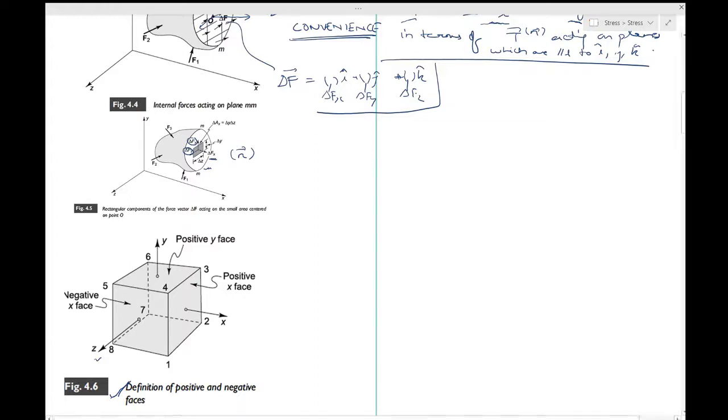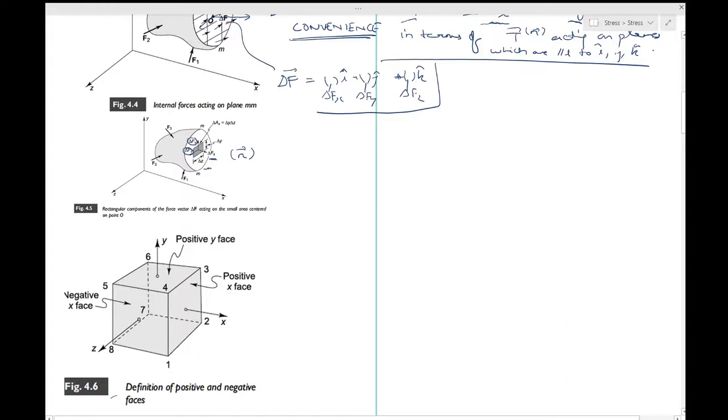So by this definition, this particular face is a positive face because the outward normal of it is directed in the direction of the positive coordinate axis, which is x. This face, okay, this face is negative because the outward normal to this is in a negative direction compared to this axis. That's why this is a negative face. Okay, something which we have seen before, but we are repeating it once again.